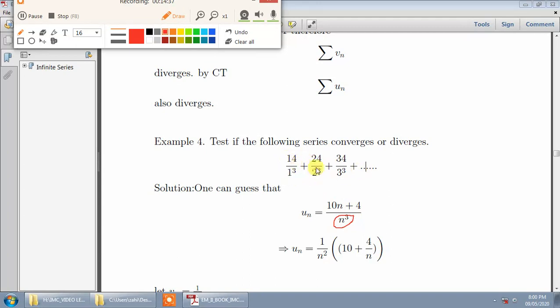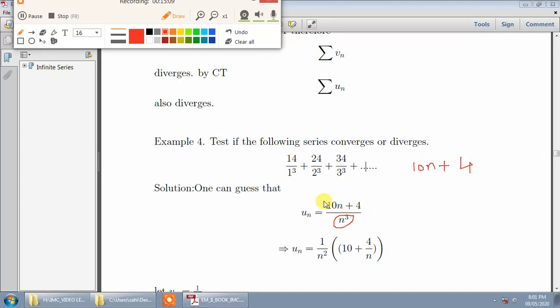Now here we have 14, 24, 34. So what we are observing is that the starting value is 14 and values are gradually increasing by 10. So here we can have 10n plus 4. How? If I put n equal to 1, we get 14. If I put n equal to 2, we get 20 plus 4. If I put n equal to 3, we get 30 plus 4, 40 plus 4, 50 plus 4, and so on. And therefore the numerator will be 10n plus 4.